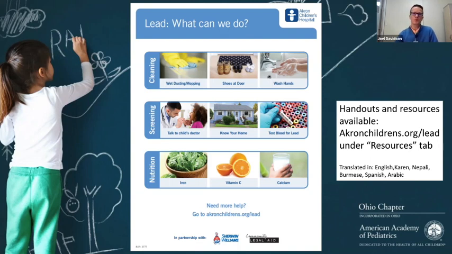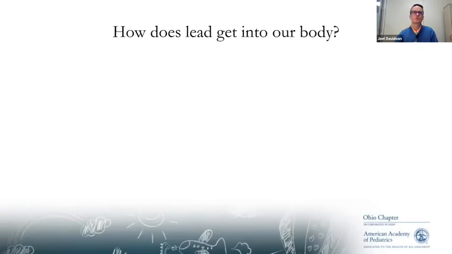From a nutrition standpoint, we want to encourage iron, vitamin C, and calcium. And it's not that eating those things will stop the exposure, it does not, but those things do help mitigate some of the effects that we see of lead and are going to help basically prevent that anemia while also building good solid bones. And we'll talk about that in a little bit, about bones and where lead is stored.